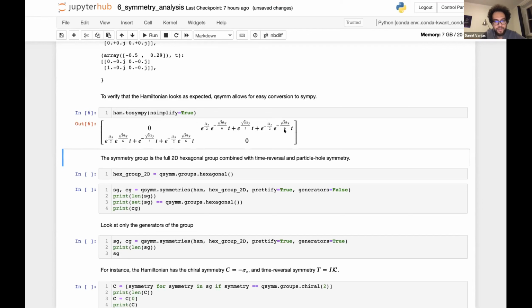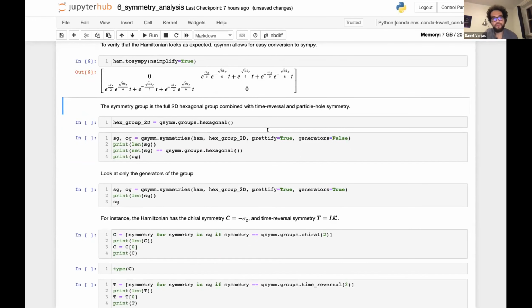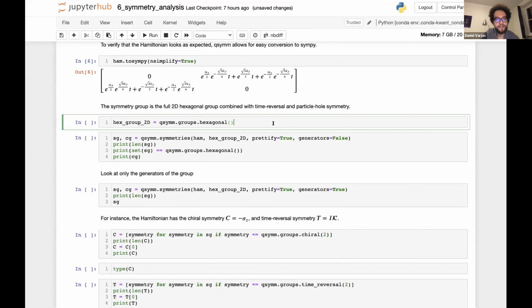Written in a specific basis for the honeycomb lattice. Okay, so to find the symmetry group, we need to have an initial guess for the real space symmetry group, for which we guess it's the hexagonal group. You don't have to think too much about this because in 2D, there are 2 maximally symmetric point groups, the square and the hexagonal. And we conveniently have those predefined in QSymm.groups.